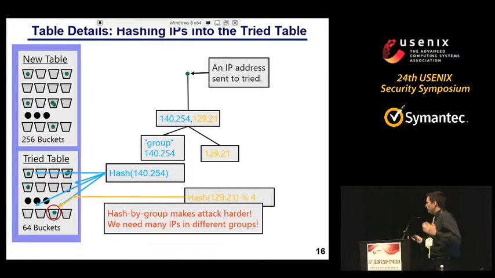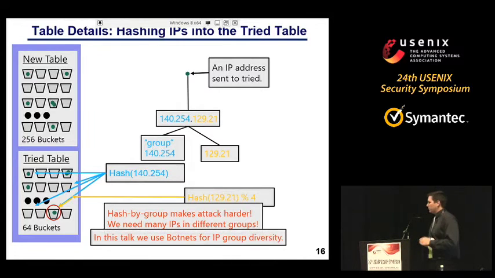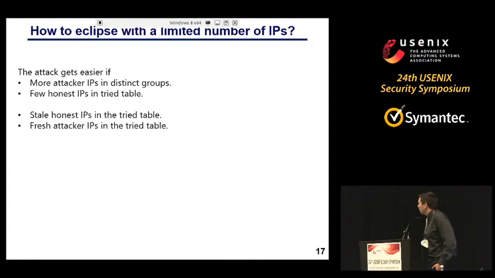Now, this actually makes the attack more difficult. Imagine you have a whole bunch of contiguous IP addresses. Many of them, if they're within the same group, which they're likely to be unless it's an enormous amount of contiguous IP addresses, they'll be within the same /16, you're only going to be able to fill those four buckets. So this either requires massive numbers of IP addresses, or it requires that you have a botnet that has sufficient IP diversity. In our paper, we consider both scenarios, but in this talk, we're just going to look at botnets.